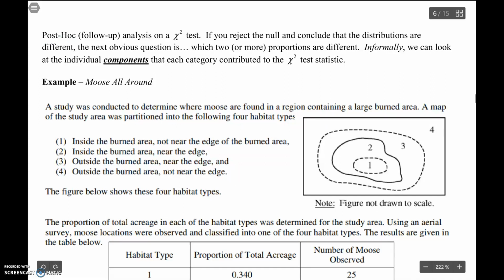All right. Post hoc follow-up analysis on a chi-squared test. Post hoc means after the fact or after the procedure, I think. I'm not real good with Latin, but the issue is here, if you reject the null and conclude that the distributions are different, or that the distribution is different than what's claimed, the next obvious question is, which two or more proportions were different? It's got to be at least two.